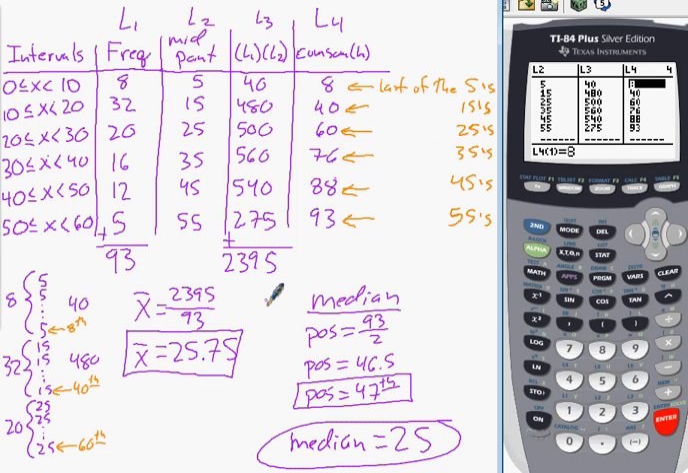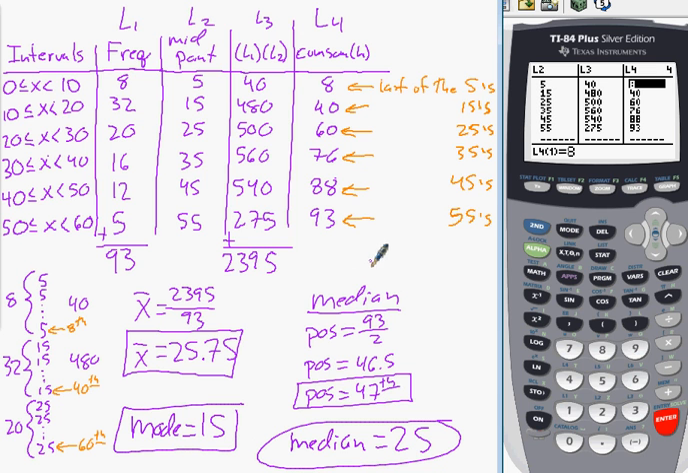And the mode, of course, that one's the easiest from a frequency table, because it's the most frequent. You look down the frequencies, and the mode has to be the one with frequency 32, which is the 15. So the mode, of course, is 15. That one you can do just by visually inspecting the frequency table.